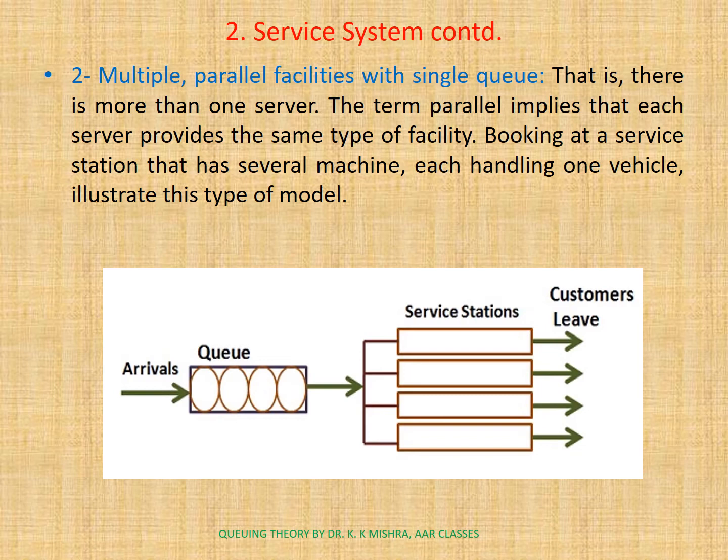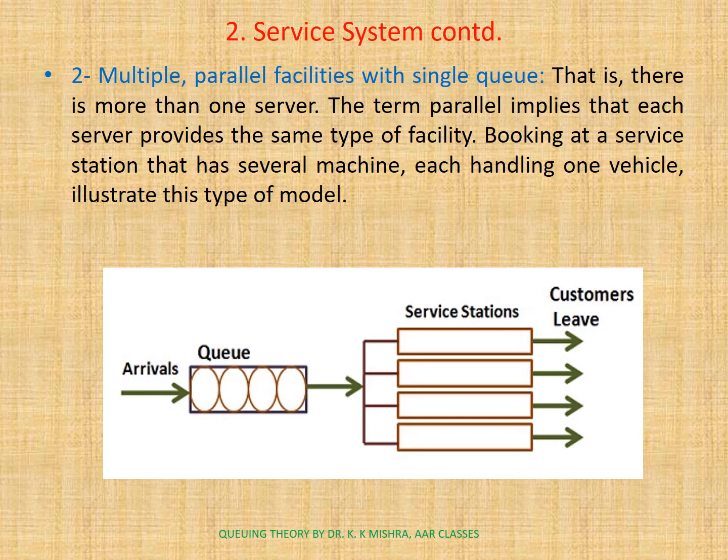Here the arrival of the customers will be in a single queue, but the moment they enter the service facility, they may be going to a number of service stations. Here there is more than one server. The term parallel implies that each server provides the same type of facility. Booking at a service station that has several machines, each handling one vehicle, illustrates this type of model. Other examples are railway stations, bus stations, or even at times service stations where similar services are provided after the customer enters the service system.